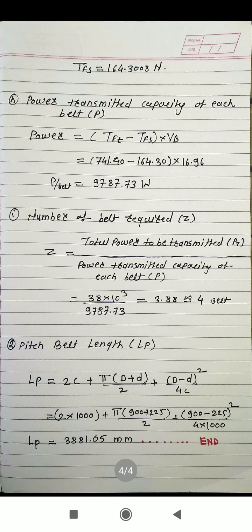And second one is the pitch length of the belt. LP is equal to, the LP formula is 2C, C means center distance, plus pi into capital D plus small d divided by 2 plus capital D minus small d whole square divided by 4C. Put all values and calculate the value of pitch belt length. The LP is equal to 3881.04 mm.